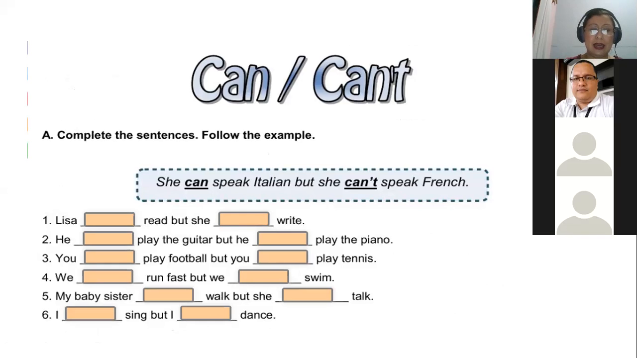And there we have six sentences. The instruction says, complete the sentences, follow the example. She can speak Italian, but she can't speak French. So you have the spaces to complete. Lisa read, but she write. He played the guitar, but he played the piano. You play football, but you play tennis. We run fast, but we swim. My baby sister walk, but she talk. I sing, but dance.